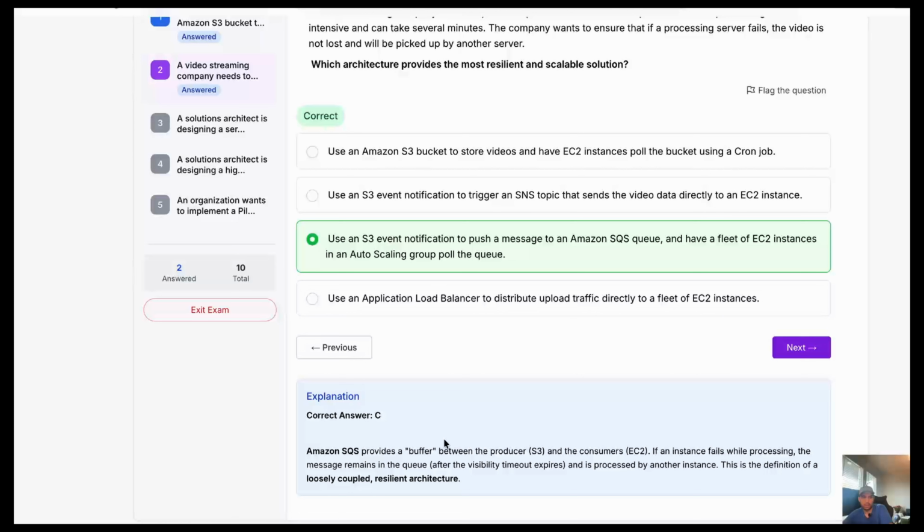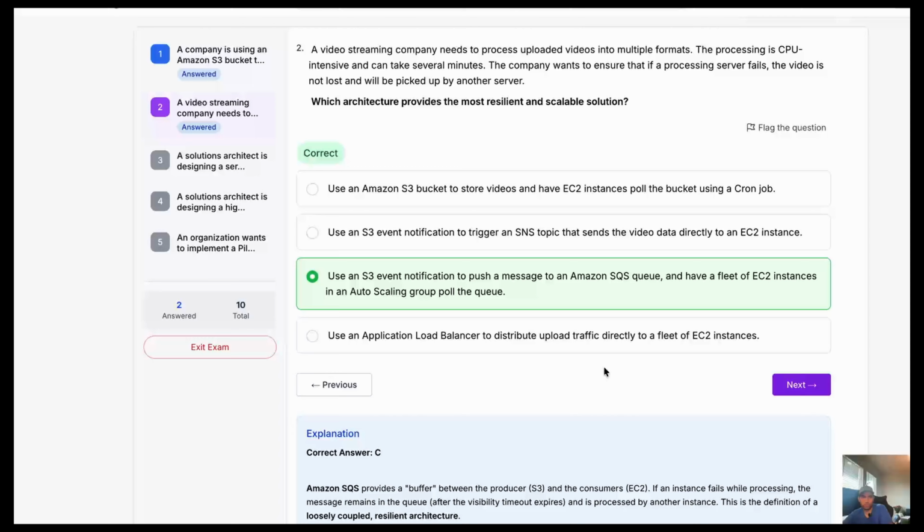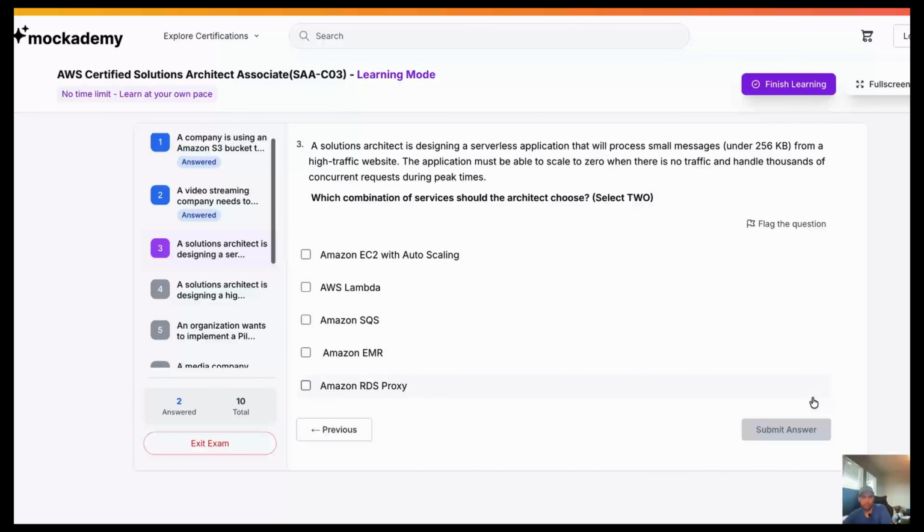and that is correct. It provides a buffer between the producer, S3, and the consumer, EC2. If an instance fails while processing, the message remains in the queue until the visibility timeout expires and is processed by another instance. This is the definition of a loosely coupled, resilient architecture. Going to the next question, question number 3.